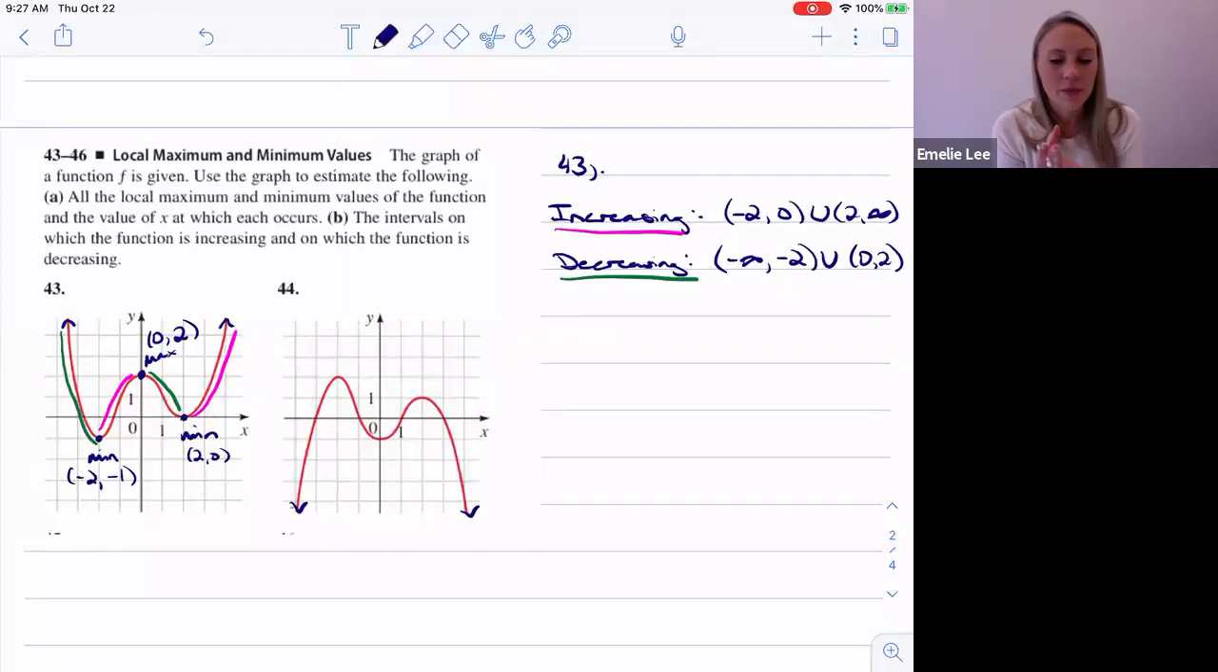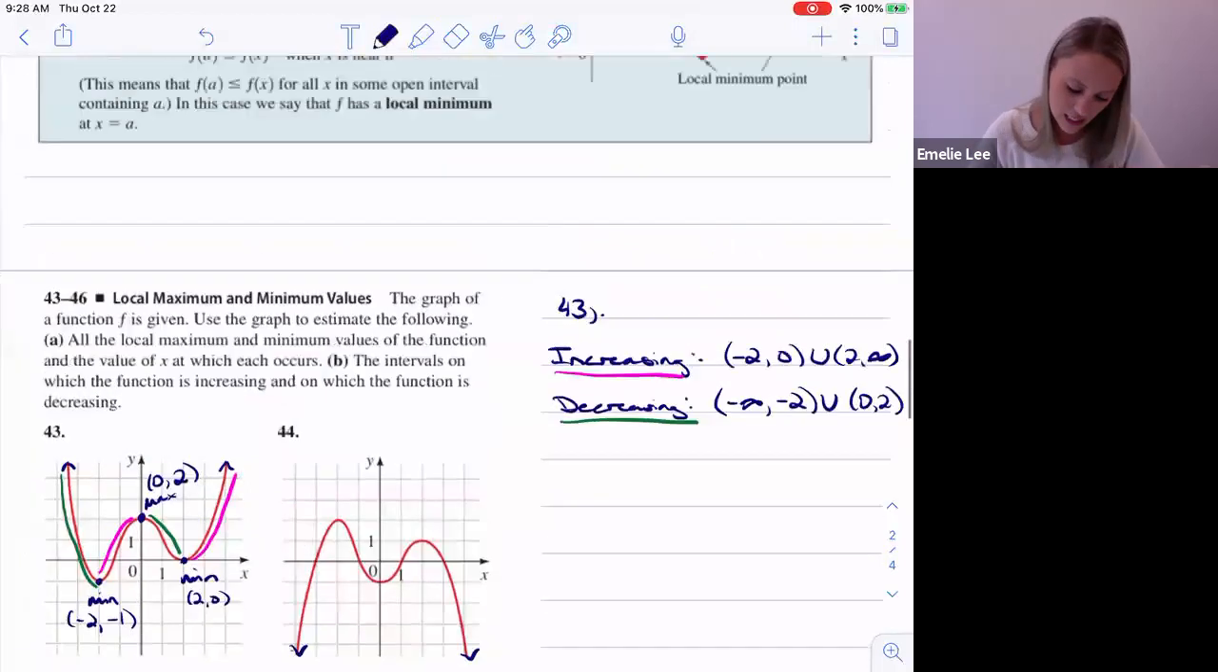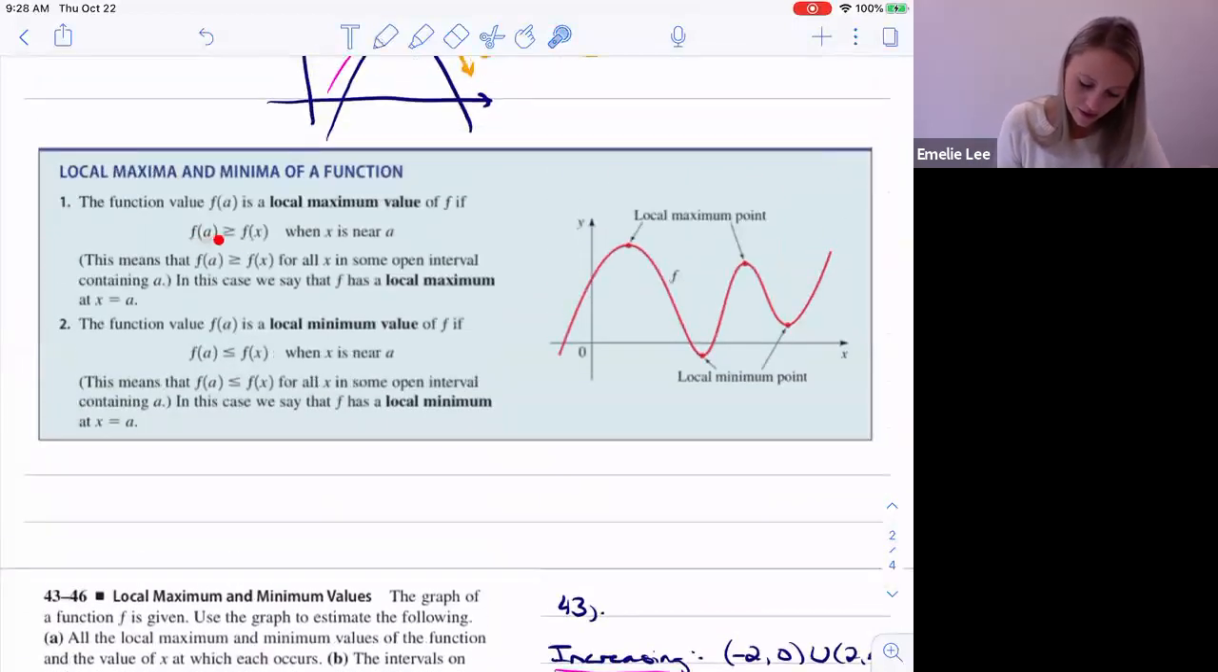So maximum, minimums, increasing, decreasing, these are things that, you know, don't doubt yourself. You know these things just kind of intuitively. Looking at a graph, you know what they are. But it's nice to see function notation incorporated with it, so we can get used to it. It's nice to take a concept that we understand and then apply the function notation to it.